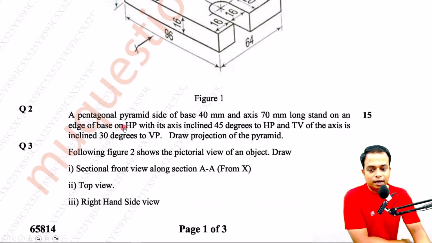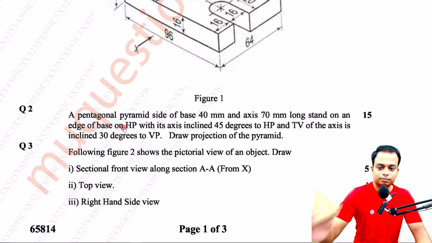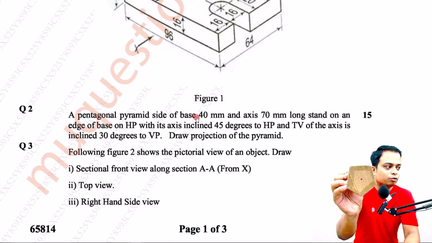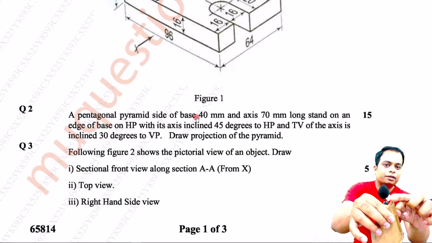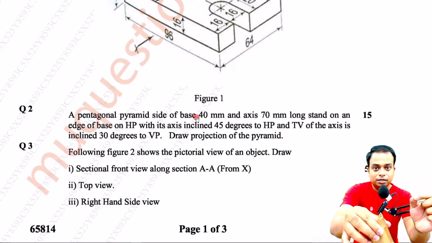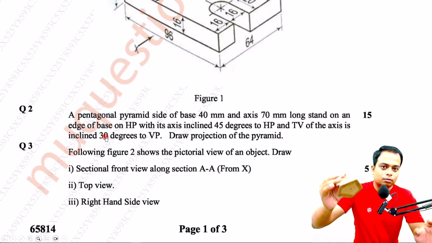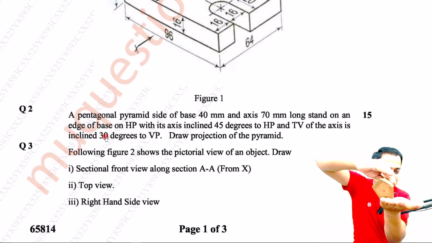Anyway, we are essentially talking about a pentagonal pyramid. Here it is. Side of the base 40 millimeters, so all of these sides are 40 millimeters. And if you watch carefully, there is a center over here. From the center to the apex, the line connecting the two is what is known as the axis, whose length happens to be 70. Stand on an edge of the base. So this pyramid is standing on an edge of the base, on this edge, let's say.